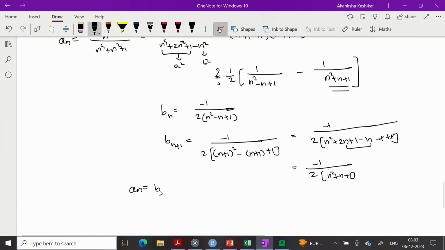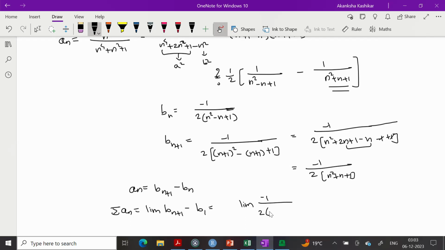So an now becomes bn plus 1 minus bn, and hence again summation an will be the same as, by telescoping series, limit of bn plus 1 minus b1. Limit of bn plus 1 will be limit of minus 1 upon 2 into bracket n square plus n plus 1, minus b1. So b1 will be 1 upon 2 into 1 minus 1 plus 1.